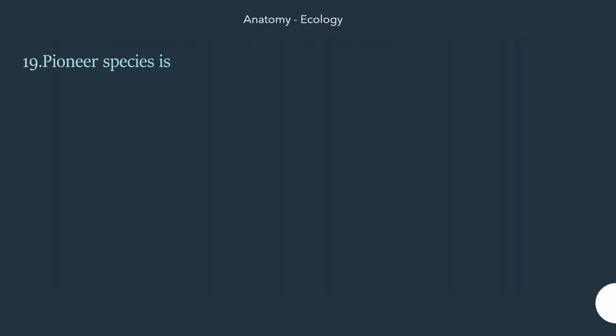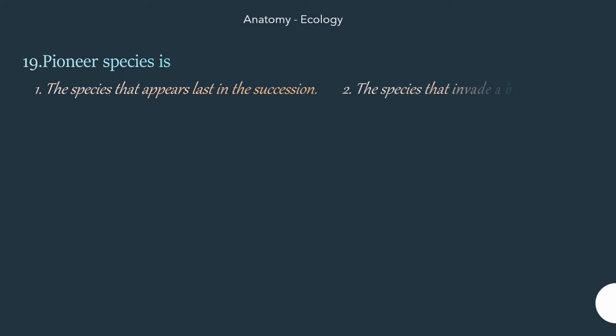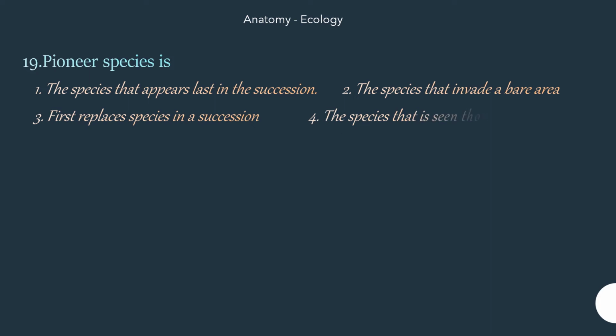Pioneer species is options: the species that appears last in the succession. Option 2, the species that invade a bare area. Option 3, first replaces species in a succession. Option 4, the species that is seen throughout the succession. The answer is 2. Pioneer species is the species that invades a bare area.